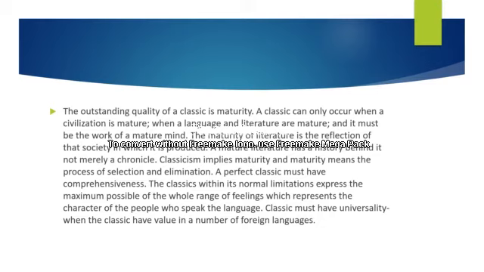Classicism implies maturity, and maturity means the process of proper selection and elimination. That means the elimination of unwanted things and the expression of the important things. A perfect classic must have comprehensiveness. It should cover all the important things.